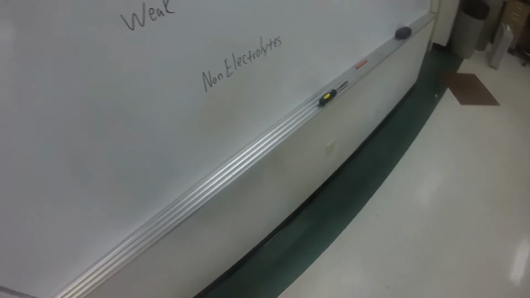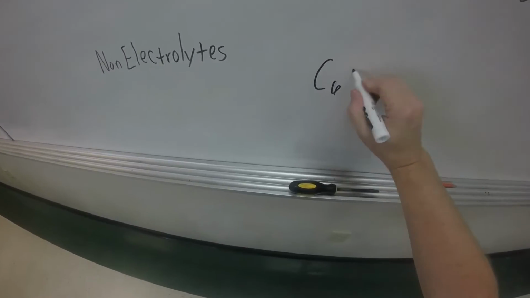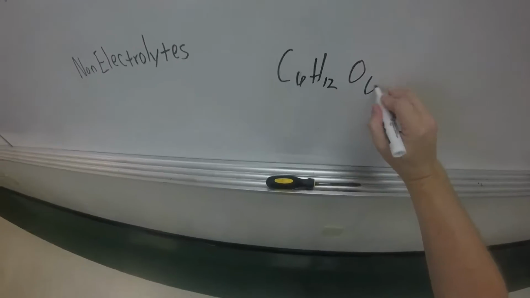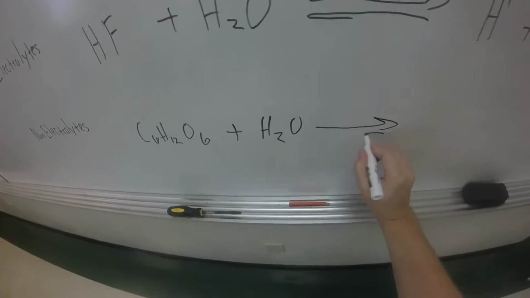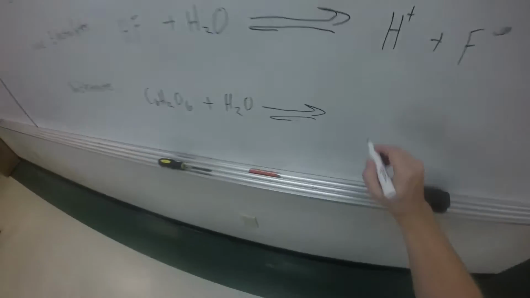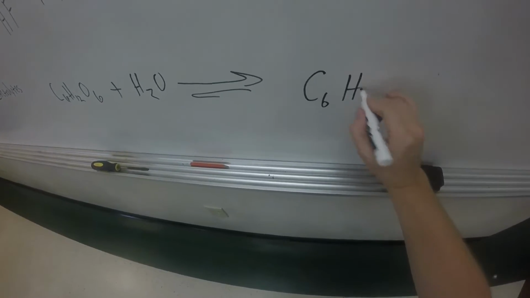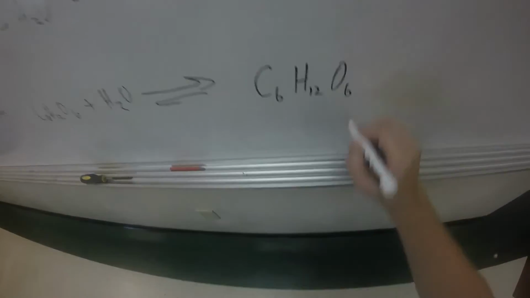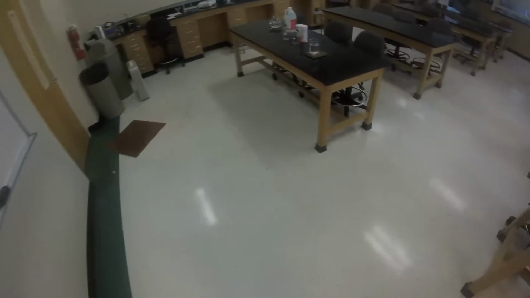Next we have our non-electrolytes. Okay, this would be something like our sugar, C6H12O6. When we added water to that, it turns out it doesn't fall apart at all. Not one bit. So over here we still have our glucose, C6H12O6. Nothing happens.